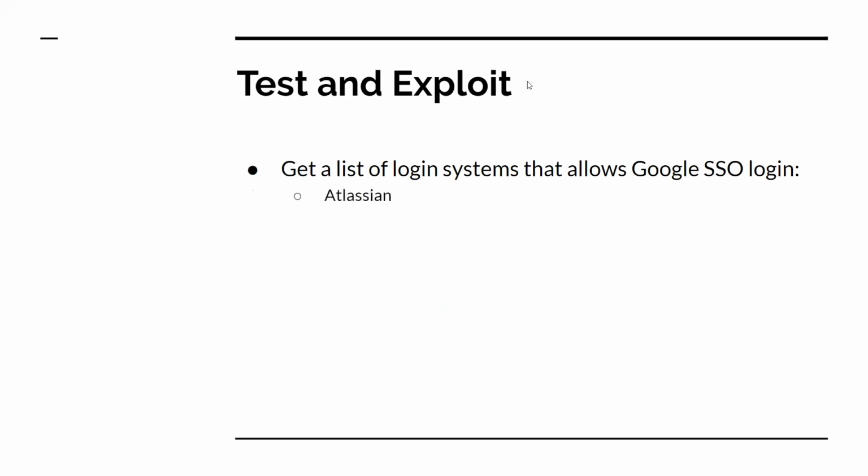So one of them was Atlassian. I mentioned Atlassian before. Atlassian has Jira and Confluence that you can download and run on your own server. But at the same time, you can also have it installed in the cloud environment on Atlassian.net. And it has a cool feature of allowing Google logins. So that's the first system that we attacked. That was our first process.